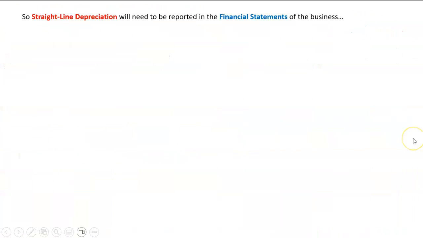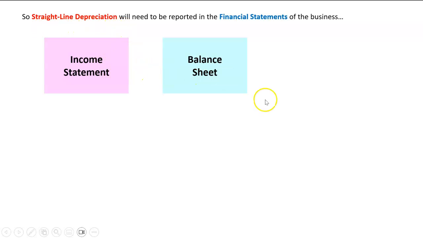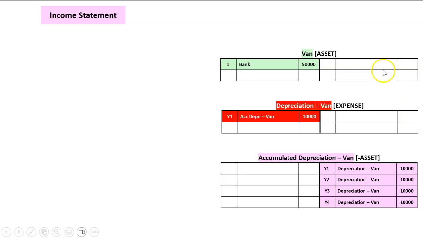So how are we going to report all this? We've got three financial statements to prepare, and we're going to have to put straight line depreciation in them. And we've got the income statement, the balance sheet, and the cash flow statement. So let's just deal with each one at a time. We'll start with the income statement. When we look at depreciation, there were three ledgers. There was the asset account, the expense account each period, and then the negative asset called accumulated depreciation.